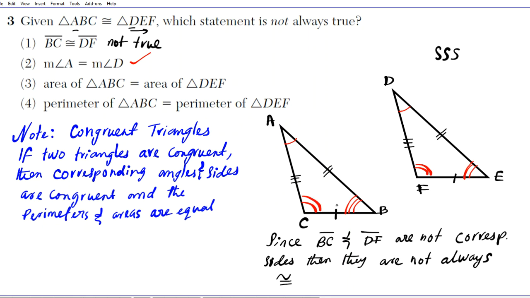So the base and the height for these two are equal. So when you compute 1/2 base times height, you will get the same thing. Perimeters of the two triangles are equal, because the side lengths are exactly the same. So when you find the sum of the lengths of the three sides for this triangle and this other triangle, you will end up with exactly the same result. Okay, so the reason that option 1 is false is because these two sides are not corresponding.